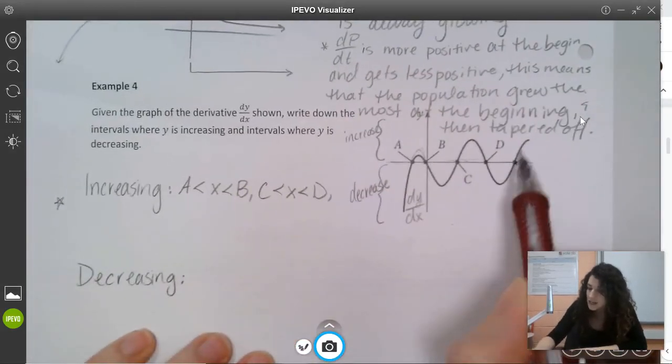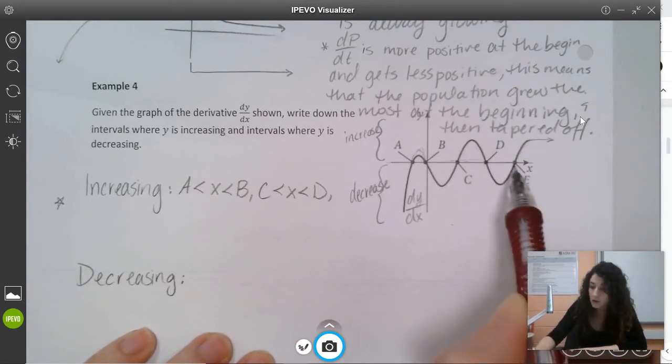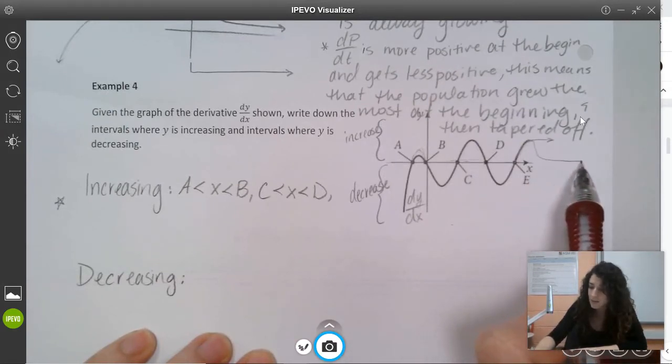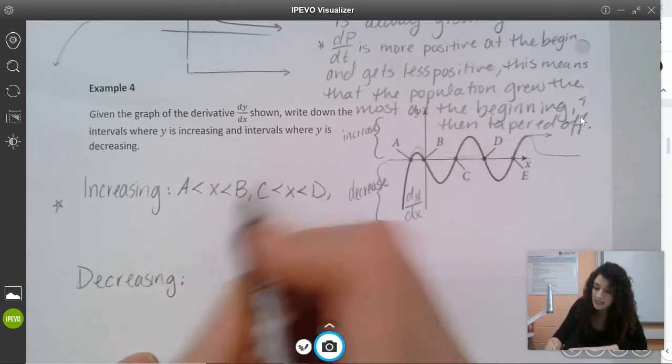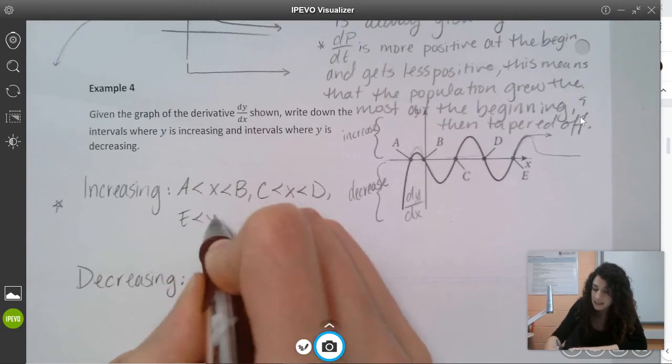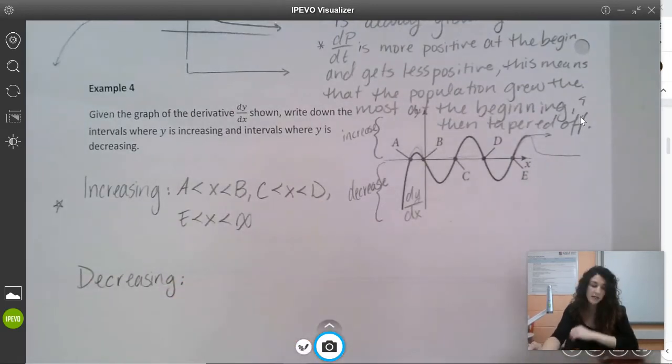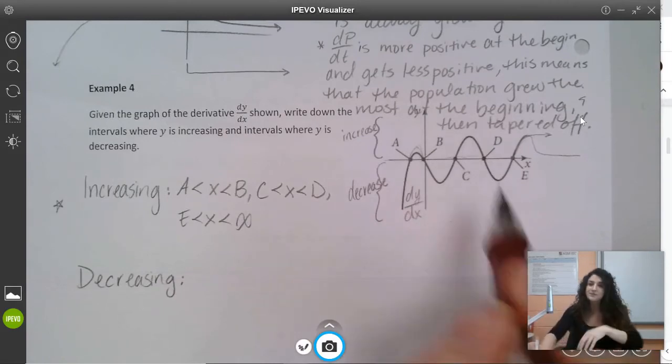And then it's increasing again here, and we don't know what's going to happen, right? That could go like this forever, or maybe it comes down and then starts to taper off and never goes back below. So we don't know what's happening here. So we're going to say from e is less than x, which is less than infinity. And that's where it's increasing.